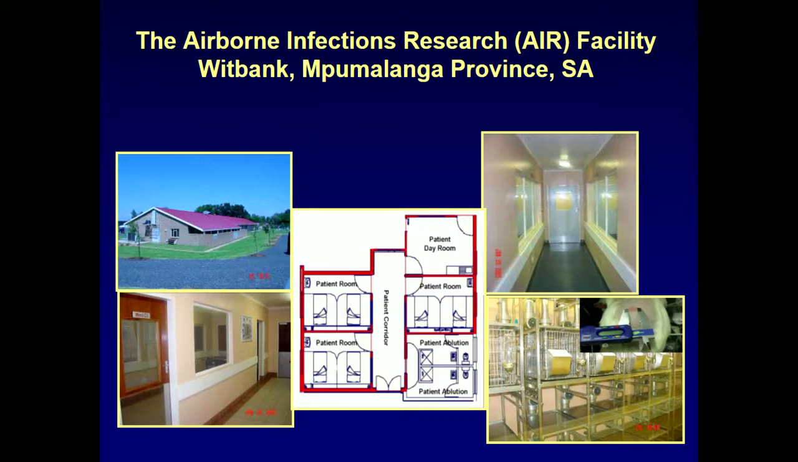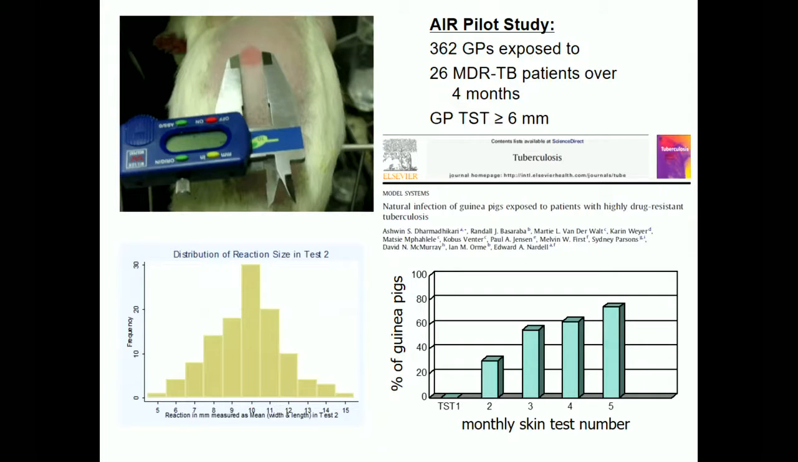Now, we exposed guinea pigs in this facility in Mpumalanga, South Africa. It's an MDR-TB hospital. It's now become more an XDR-TB hospital. We have 6 patients in rooms, and we send all the air to 2 exposure chambers where we have up to 360 guinea pigs. And for this study, we used all 360 guinea pigs. Our first study also had 360 guinea pigs.